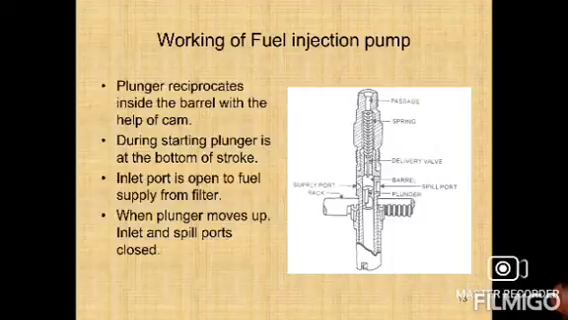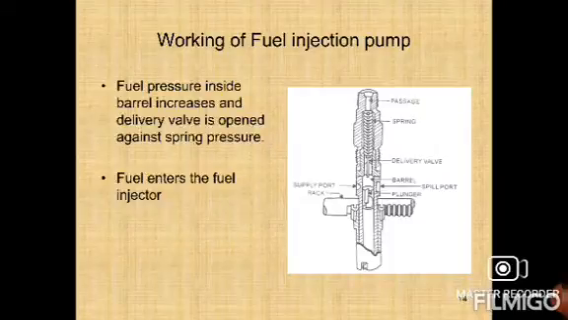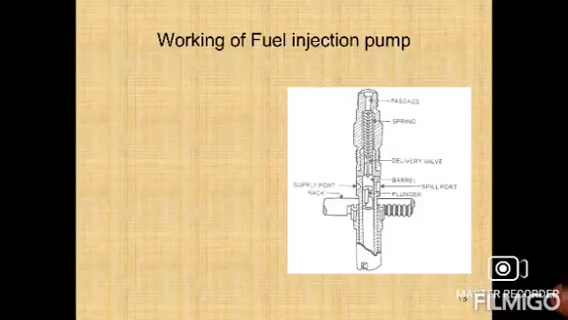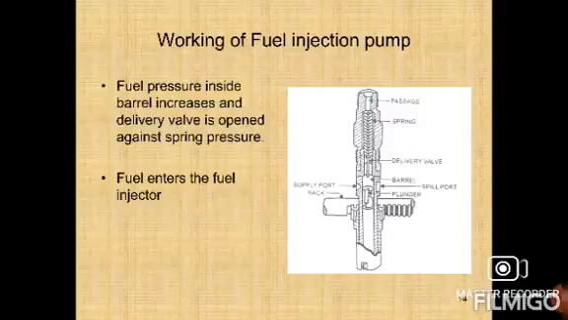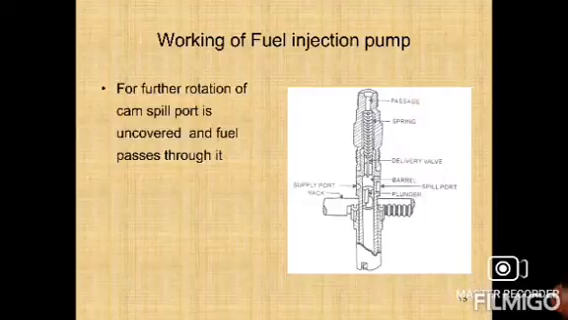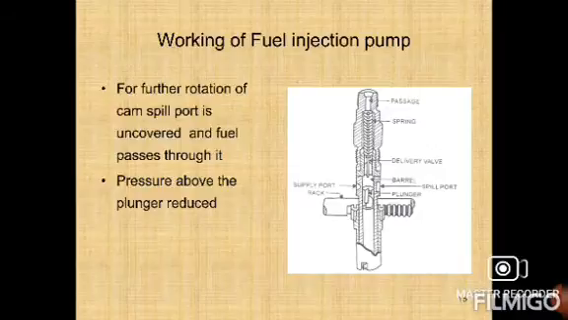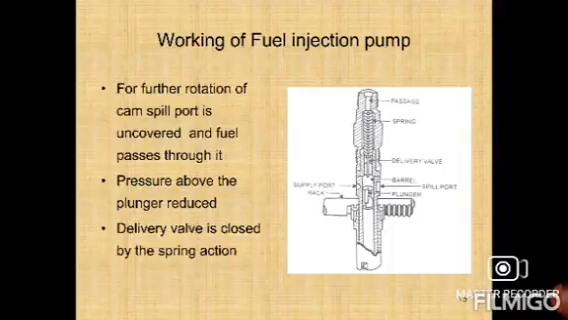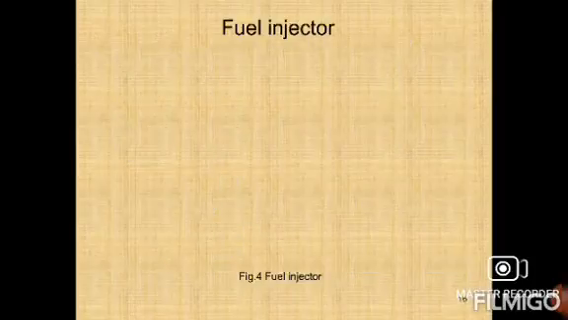Then, you can observe again, the fuel pressure inside the barrel increases and the delivery valve opens against spring pressure. Fuel enters the fuel injector. For further rotation of the cam, the spill port is uncovered and fuel passes through it. Pressure above the plunger is reduced. The delivery valve is closed by the spring action.